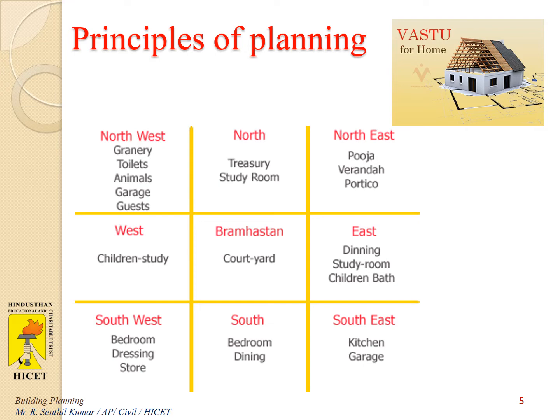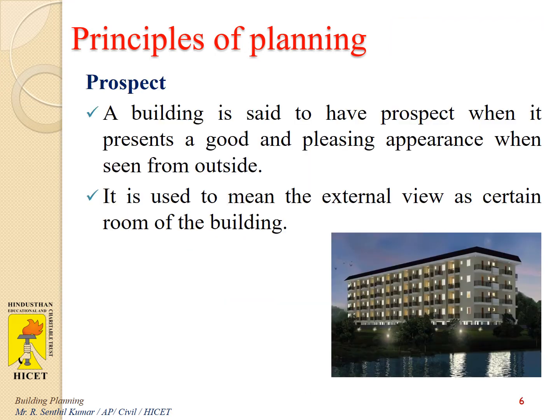For the northeast, you should provide puja room, veranda and portico. In the southeast you can give kitchen and garage, and in the southwest you can give bedroom and dressing room. In the northwest there is toilet, animals, garage, guest. These are all the several places you can allot to construct a building.